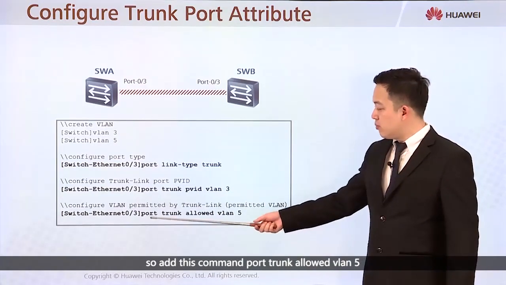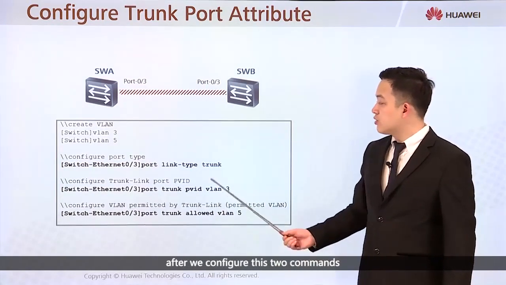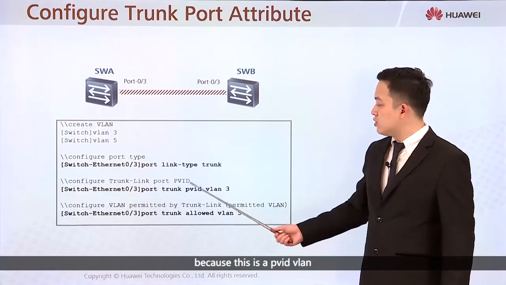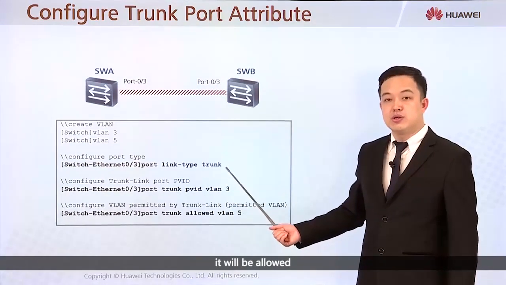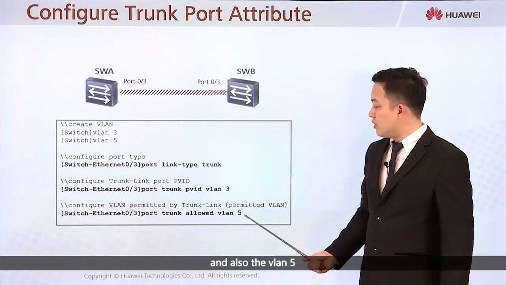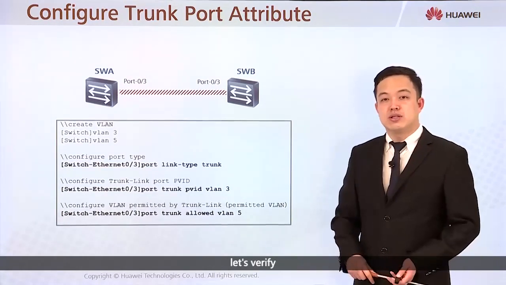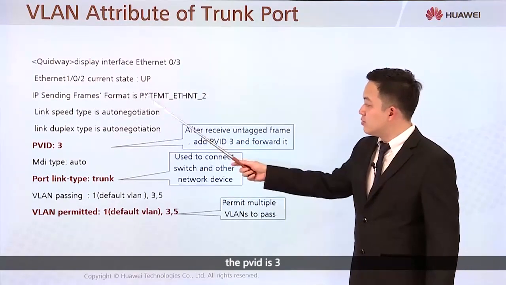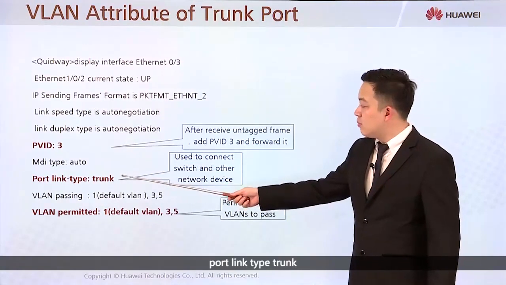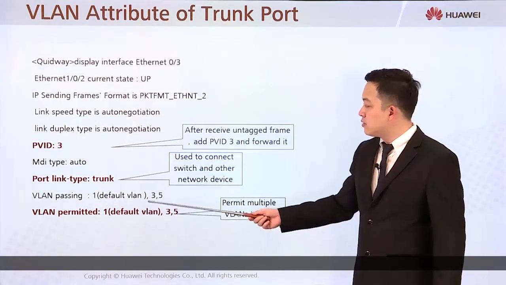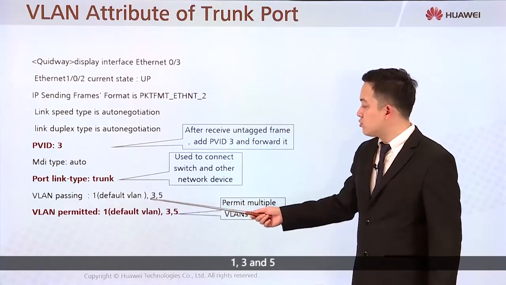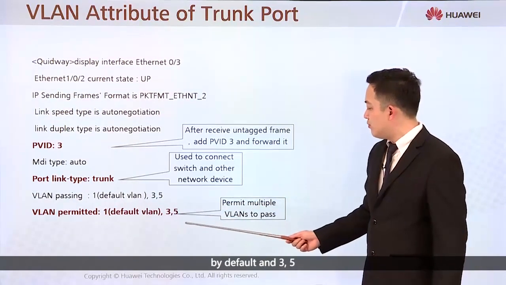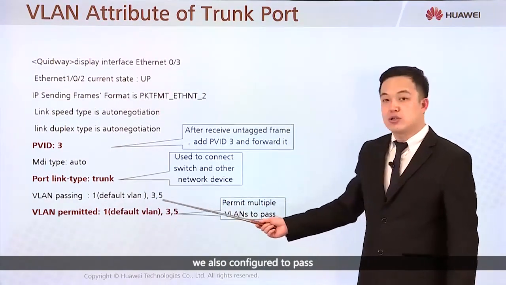So we add this command, port trunk allow-pass VLAN 5. After we configure these two commands, 3 and 5: because VLAN 3 is the PVID VLAN, it will be allowed, and VLAN 5 is also allowed. Let's verify. Display interface Ethernet 03. The PVID is 3. Port link type trunk. VLANs passing: 1, 3, and 5. VLAN 1 is permitted by default, and 3 and 5 we configured to pass.